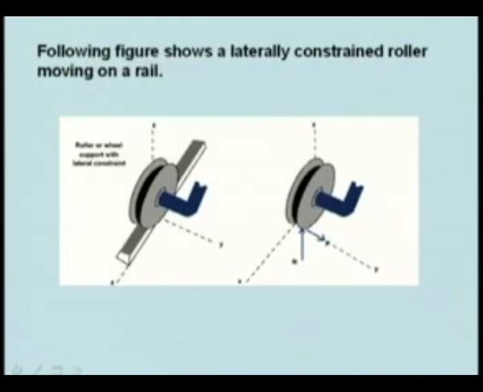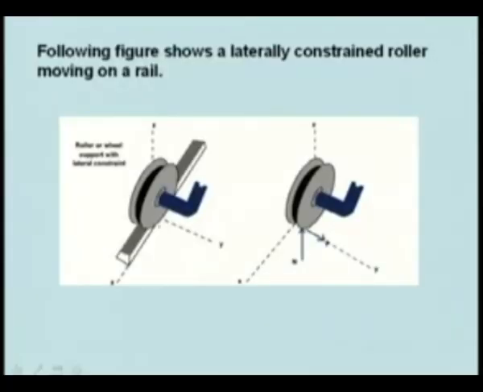Now, this figure shows a laterally constrained roller moving on a rail. The roller or wheel is supported with lateral constraint. It can move in this direction, but it cannot move down because of the constraint of the rail. It also cannot move sidewise, because supports have been provided here.